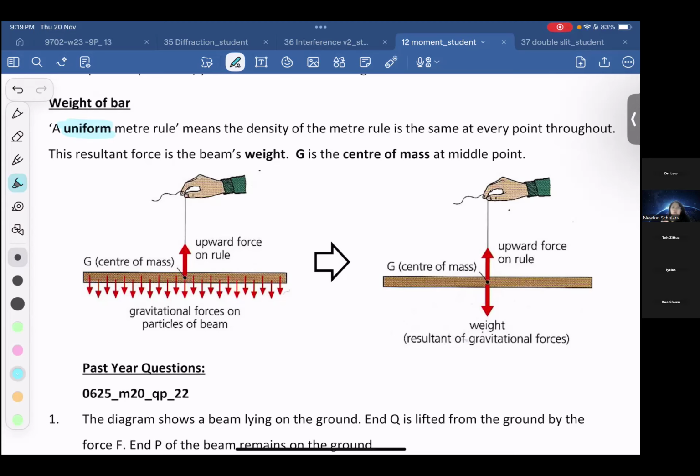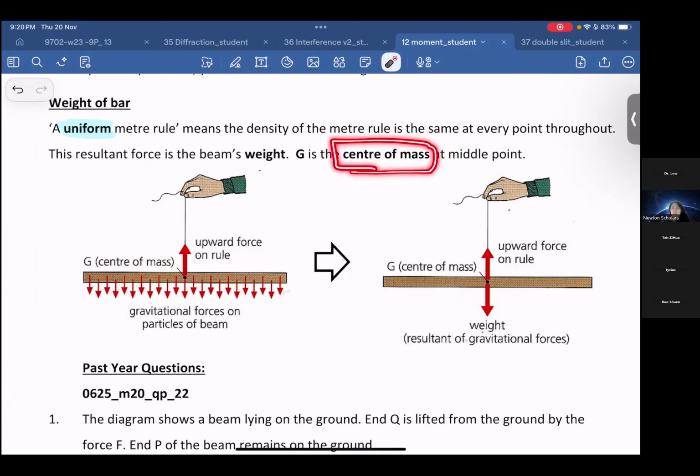Where is the weight of the meter rule? It should be at 50 cm, at the center. If this is not a uniform bar, where is the weight? The weight will be acting on the center of mass. If not uniform, they should tell you where your center of mass is. Once they tell you the center of mass, I know that my weight will be acting at this point.